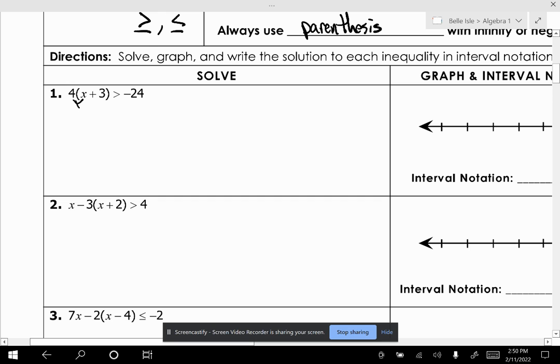Distribute. Okay, so go ahead and distribute. You got 4x plus 12 is greater than negative 24.